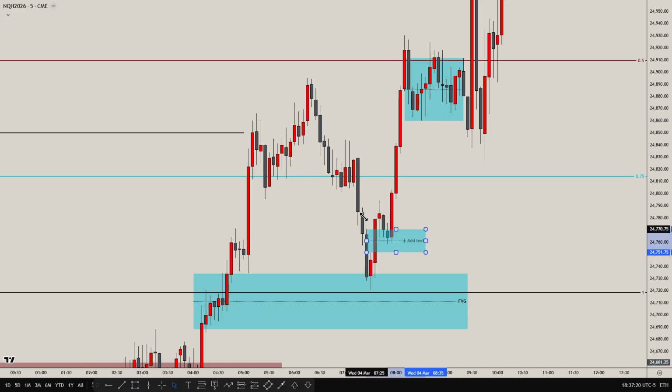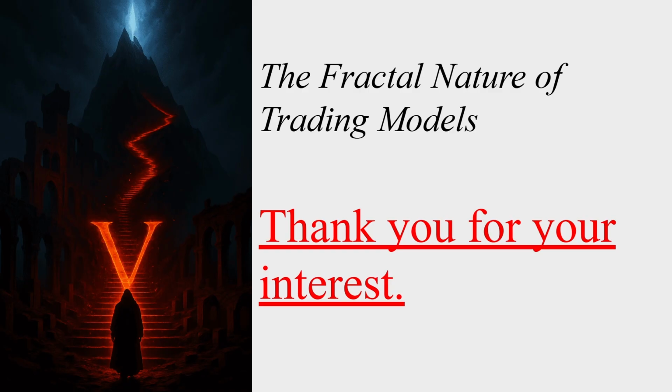If you're looking at this as an inversion range, you can look at this as an inversion fair value gap singularly. There's a whole bunch of PD arrays that you can use at your disposal, and that's what you want to use. I like fair value gaps and order blocks and breaker blocks. You may like only order blocks, and that's all you ever use. Okay, that is it for today's lecture on the fractal nature of trading models.